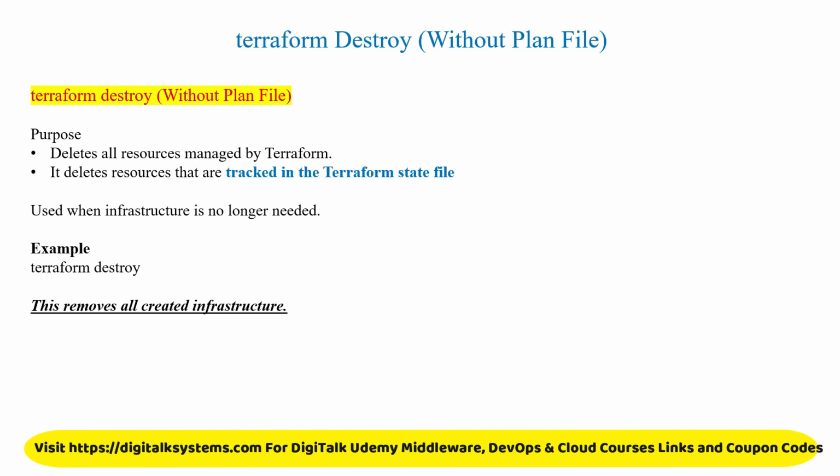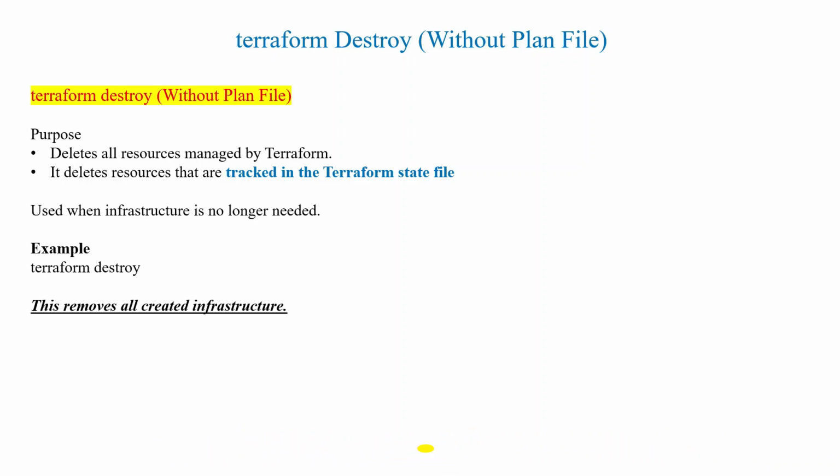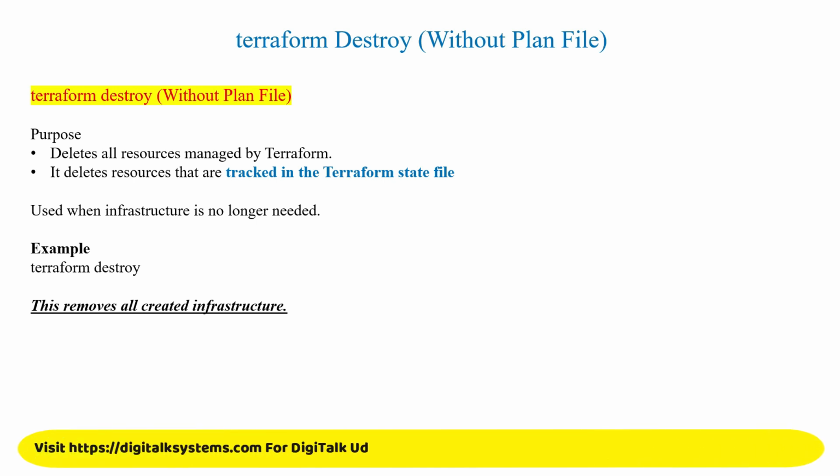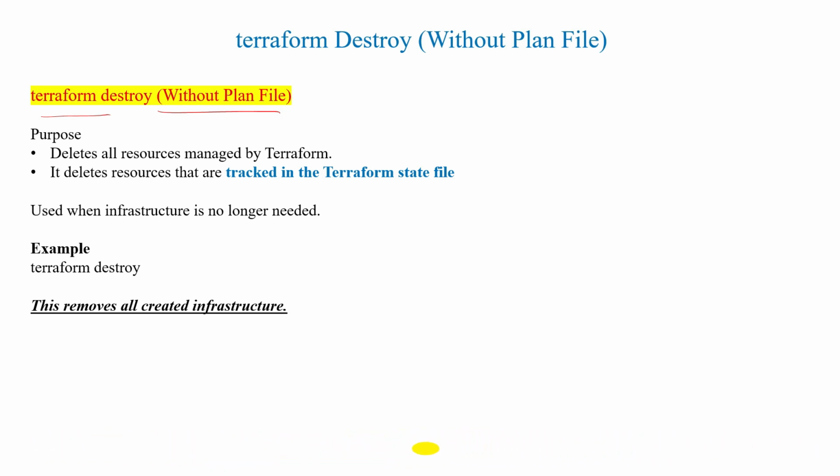Whatever resources you have defined in your code files, you may not want to delete all of them, but only some specific resources. So depending on our requirement, we use the Terraform destroy command. Again, we can use the Terraform destroy command without a plan file or with a plan file. The benefit is the same: if you create a plan file during the destroy command, you can review that plan file before actually implementing the destroy.